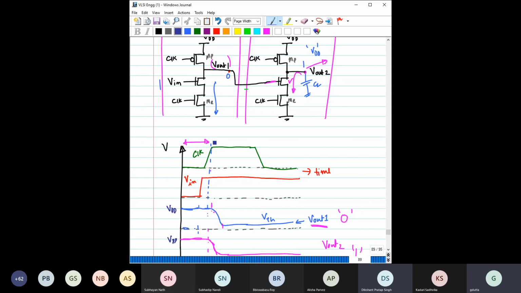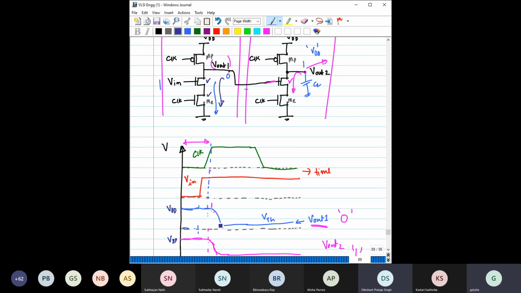Now, see what is happening during the evaluation phase. When the evaluation phase is entered, V in is already in the one state, so V in is equal to VDD. That means this transistor is on. Clock is also on, so this transistor is on. So this capacitor will discharge, but it will take some time, so it will gradually discharge.